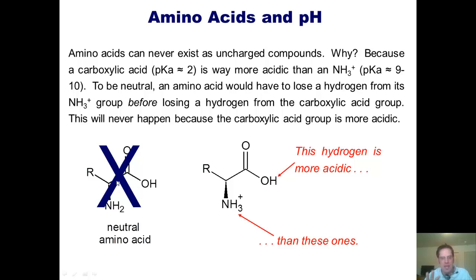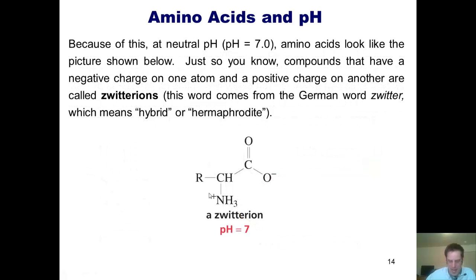I just have to tell you that because it might come across as being a little frustrating for you when you continually see us abbreviating them with charges here, either in one position or the other or both. Now, because of this fact, at neutral pH, around pH 7, amino acids look like the picture shown right here. Now, just so you know, compounds like this one, which have a negative charge on one atom and a positive charge on another atom, are called zwitterions. This word derives from a German term, Zwitter, which means hybrid or hermaphrodite.